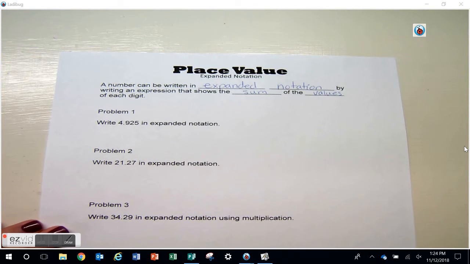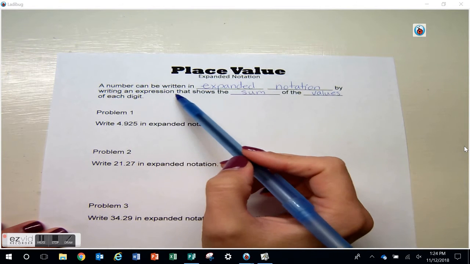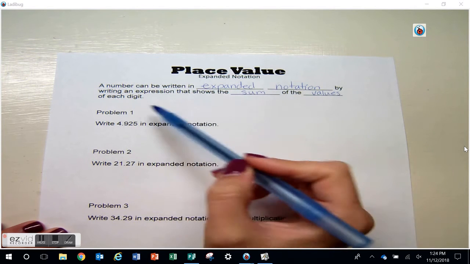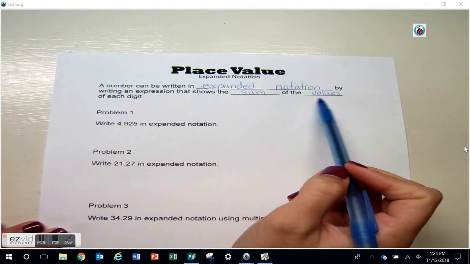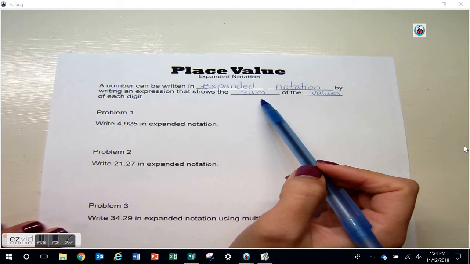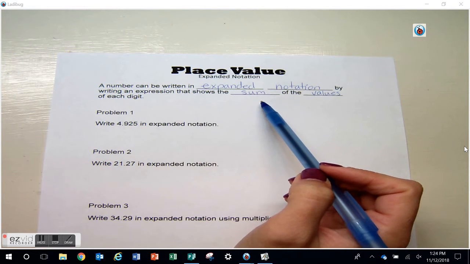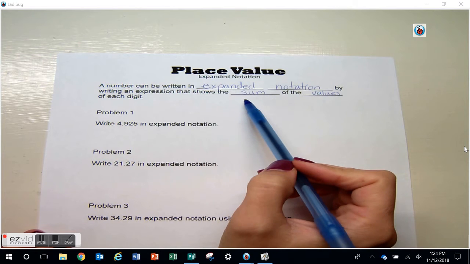Today we're going to talk about expanded notation. A number can be written in expanded notation by writing an expression that shows the sum of the values of each digit. Well, sum means addition, right? The answer to an addition problem. So we're going to write these values today in an addition problem.